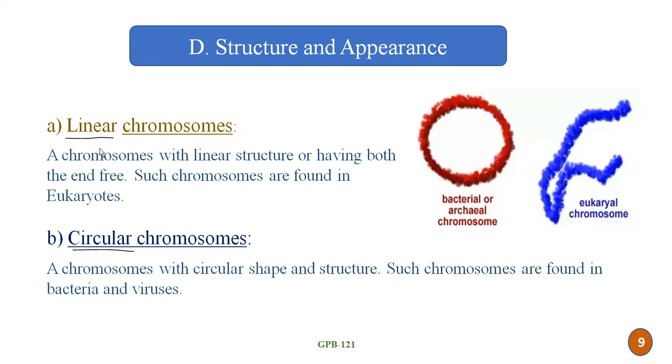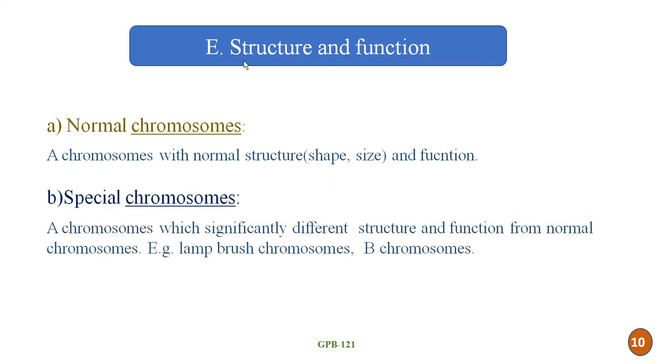Okay, so what are linear chromosomes? Chromosomes with a linear structure, just like a line, have both ends free, and such chromosomes are found in eukaryotes. As I told you, the human being is also an example of these linear chromosomes. Then circular chromosomes, the chromosomes with circular shape and structure, are found in bacteria and viruses, having circular ring-like chromosomes, and there are no free ends. So these are the appearance and structure of the chromosomes, and according to that, there are two types: linear and circular.